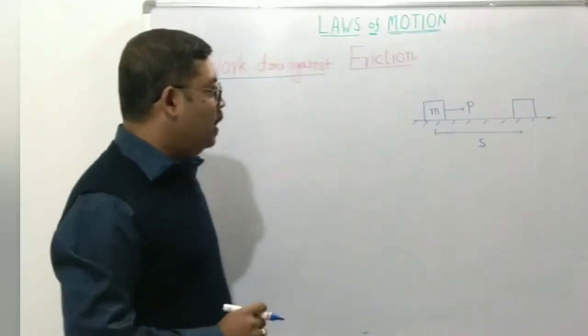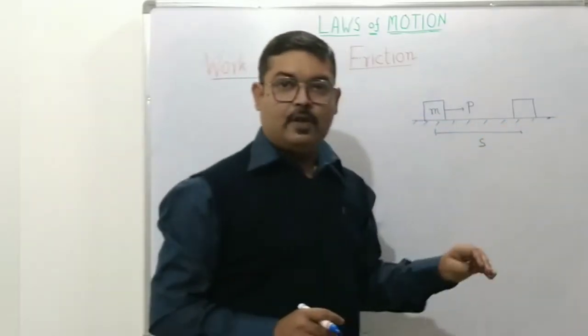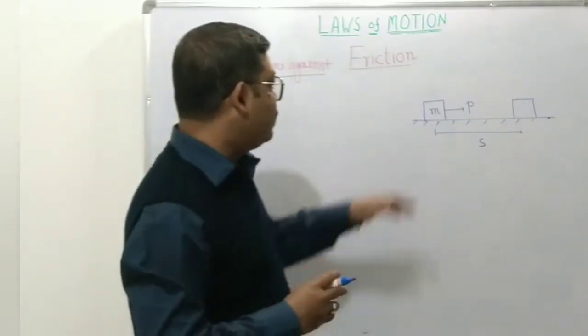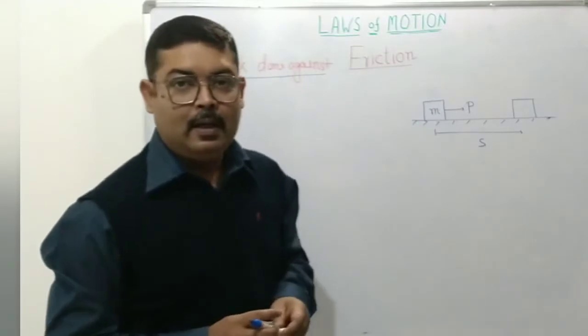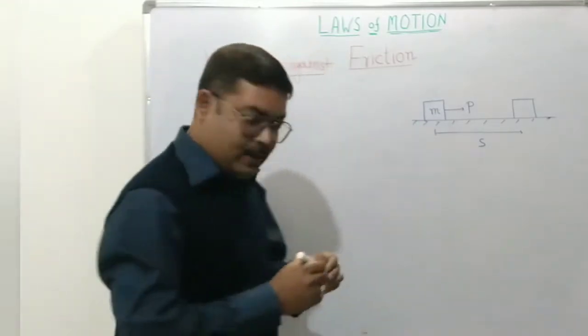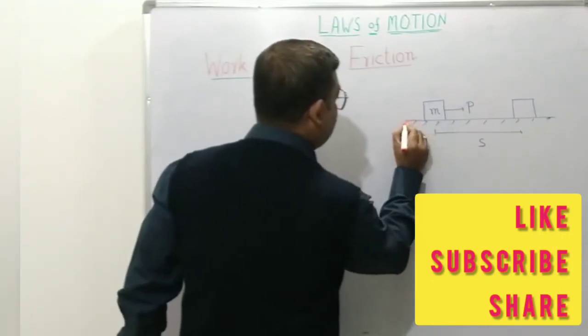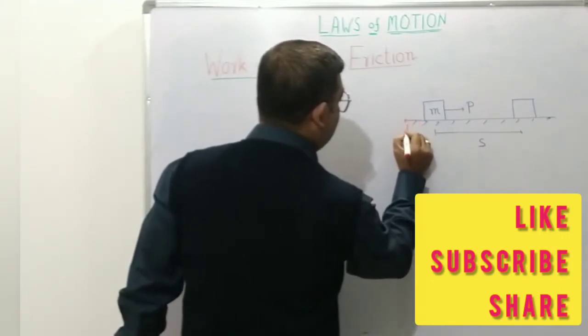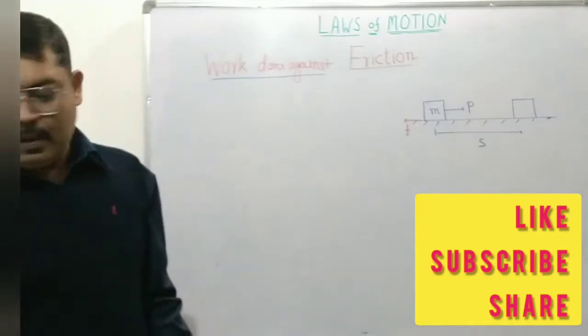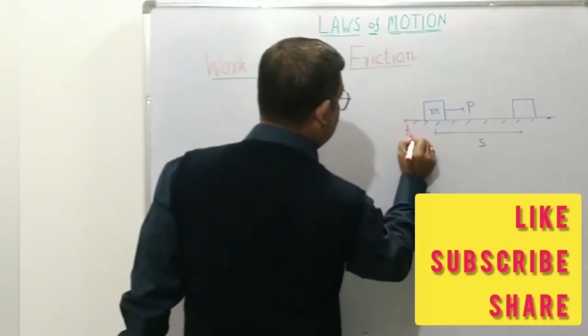Now, when the object moves over the rough surface, that is the surface that offers friction to the relative movement or sliding, a force of friction will apply at the interface in the opposite direction. Let's call this F. Since it's a kinetic friction, we can put the suffix k: Fk.